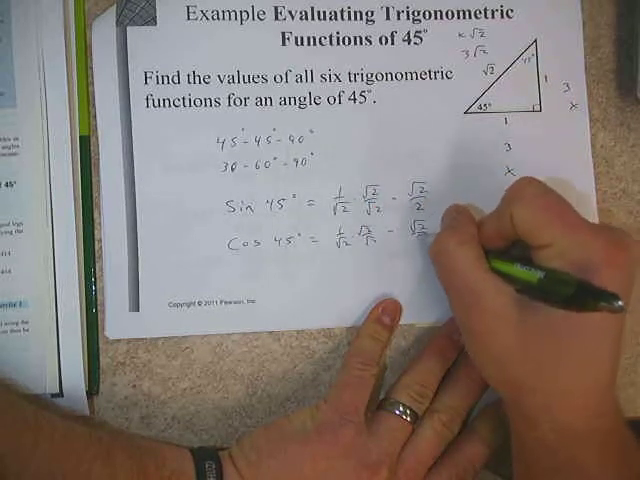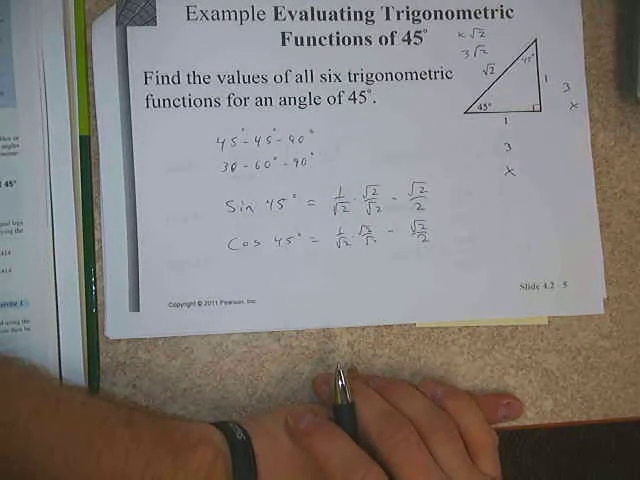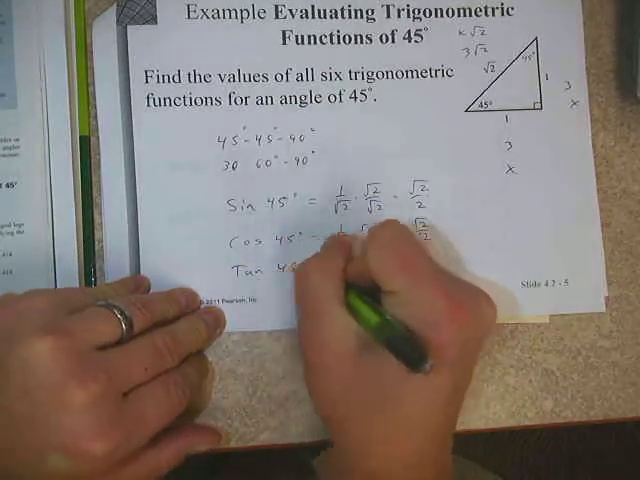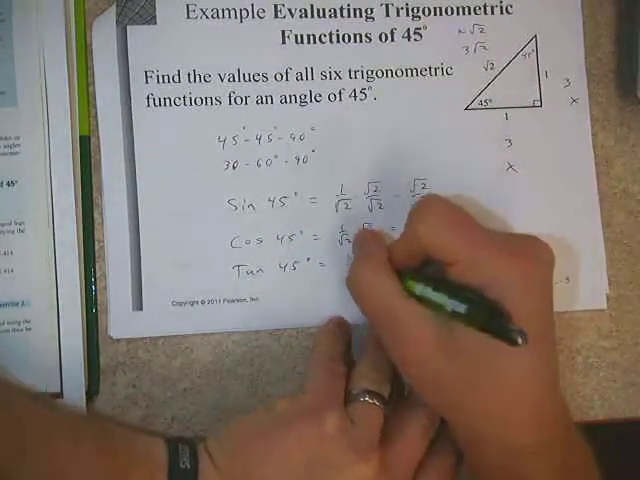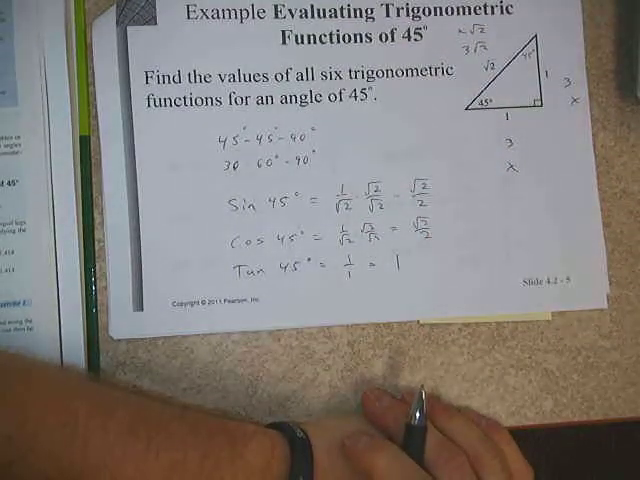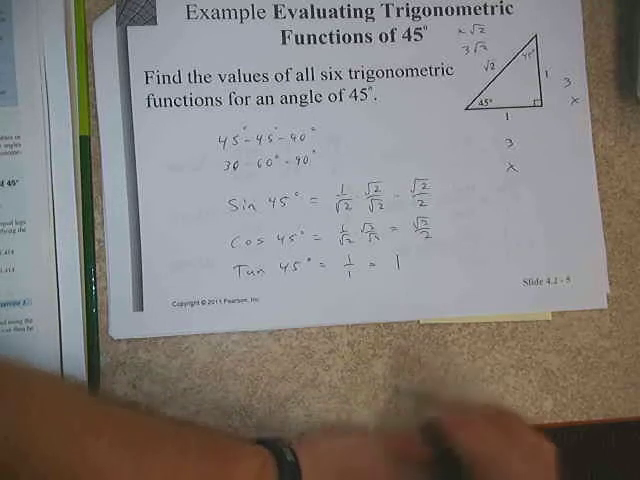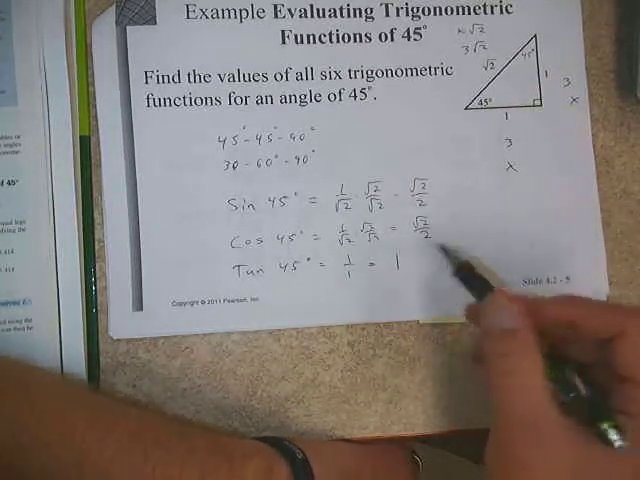Cosine of 45 degrees here would be adjacent, which would be this one, over the hypotenuse. And so if I do the same thing here, what is the cosine of 45? It's also radical 2 over 2. So that's more good news. The cosine and sine of 45 are both the same. They're both radical 2 over 2. And then the tangent of 45 is going to be the opposite over the adjacent, which is 1 over 1, which equals 1. Okay?